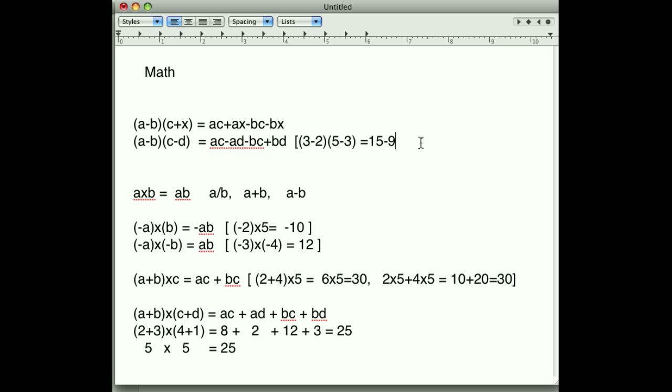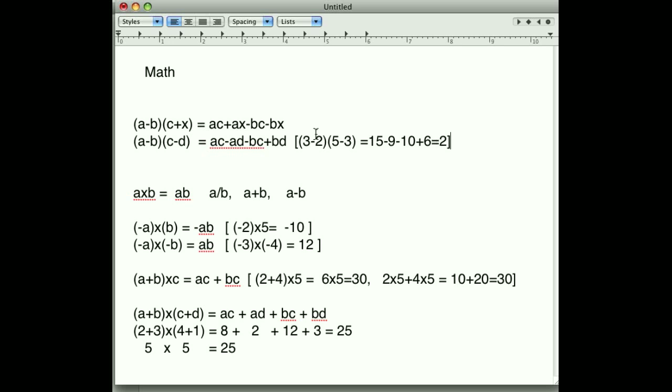because it's 3 times minus 3, so it's going to be minus 9. And then minus BC is going to be minus, and BC are this and this, so it's going to be minus 10, plus BD, and BD are this and this, so it's going to be 2 times 3, 6, and the result is going to be 15 minus 9 is 6, minus 10 is minus 4, plus 6 is 2.